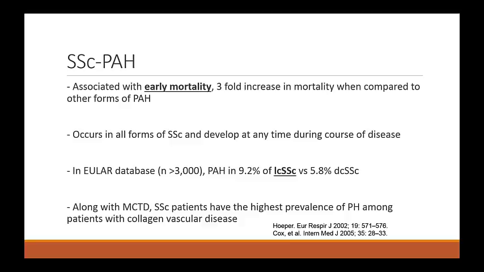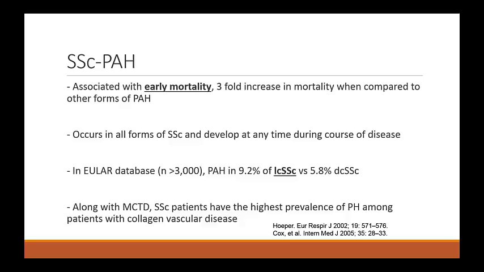When it comes to pulmonary artery hypertension, above and beyond ILD, this is going to drive your mortality even further. In fact, in patients who have pulmonary artery hypertension related to scleroderma, their mortality is 3 times higher than patients who have idiopathic pulmonary artery hypertension in other group one disease. Of note, to go back to this again, you're more likely to see pulmonary artery hypertension in the limited form of systemic scleroderma as opposed to the diffuse form.